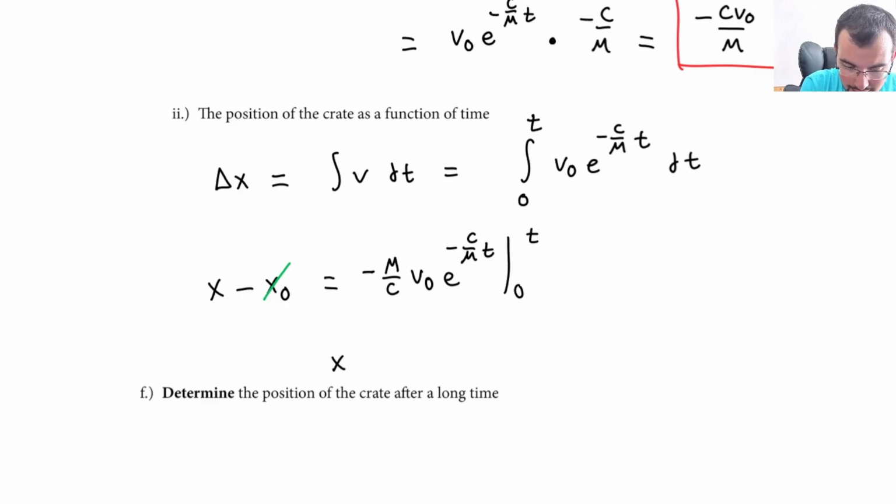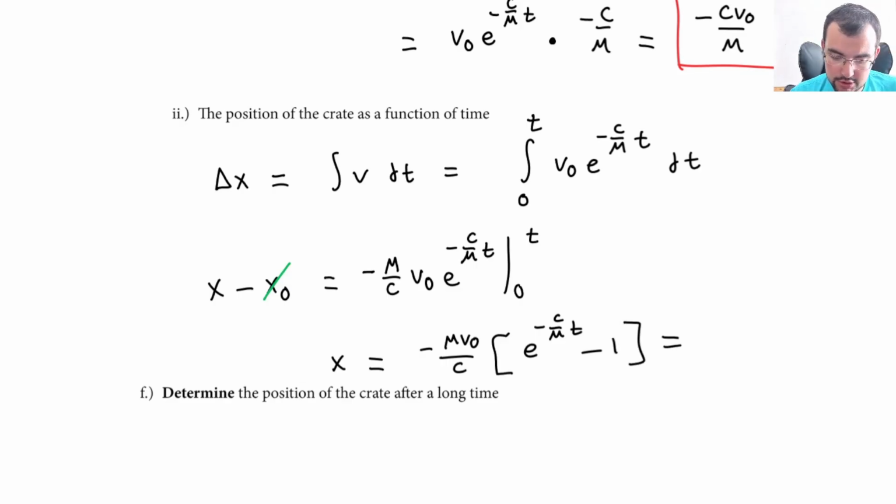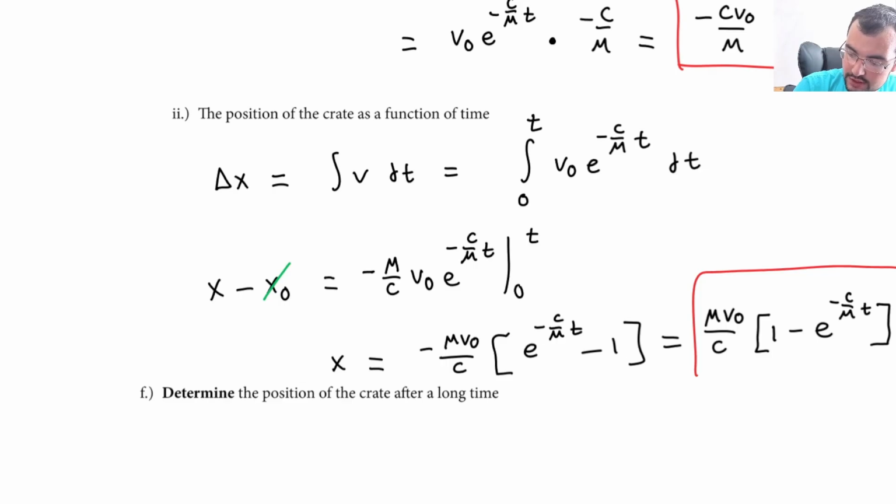This means x would be equal to negative m v0 over c times e to the negative c over m t minus 1. Or just grouping it to make it positive, this would be m v0 over c times the quantity 1 minus e to the negative c over m times t. Now, this has a really nice property. This function, I call this exponential approach.